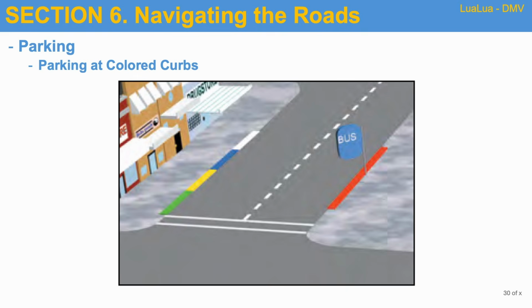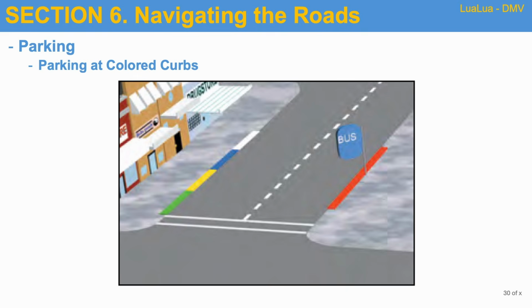White: stop only long enough to pick up or drop off passengers. Green: park for a limited time. The time limit may be posted on signs or painted on the curb. Yellow: load and unload passengers and freight. Do not stop longer than the time posted.